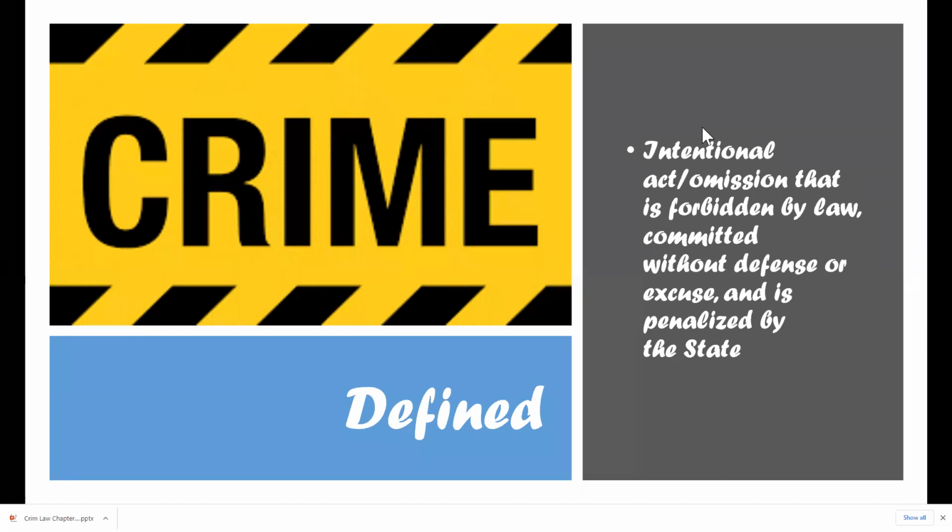Crime is defined as the intentional act or omission, we'll get into that in a little bit, that is forbidden by law, committed without defense or excuse, and is penalized by the state. That is our official definition of crime for this class, and that is the definition you need to know for testing purposes.